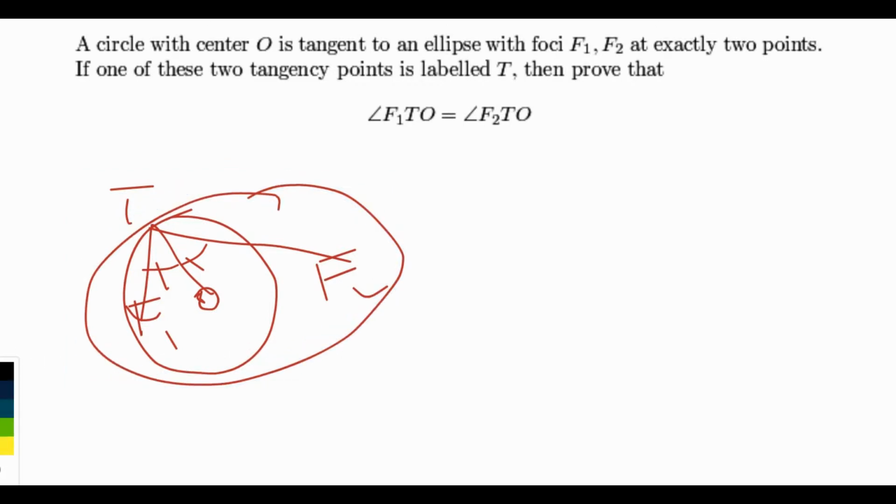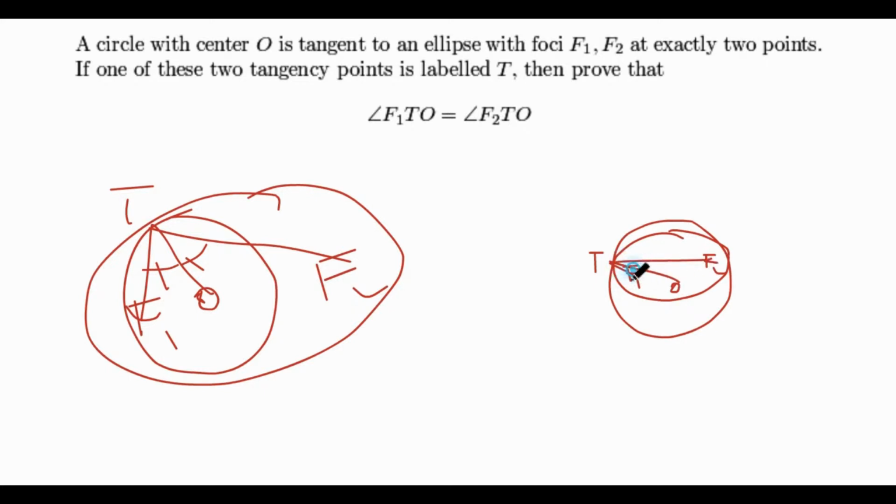However, there's also another scenario other than this diagram, where instead the circle is on the outside. And I'll draw that for you too. Now we have to prove that these two angles are the same.